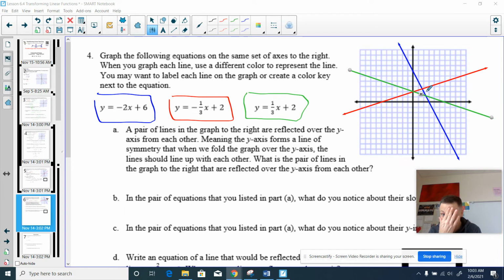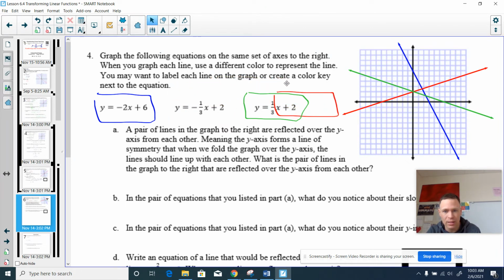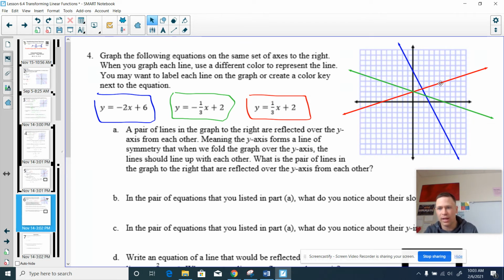Actually, I got the colors wrong there. I'm going to do this. Move. Oops. I have the negative one in green. I have the positive one in red. No big deal. So y equals negative 1/3 x plus 2 is graphed here in green, and y equals positive 1/3 x plus 2 is graphed here in red.